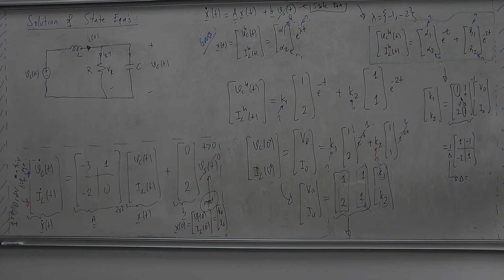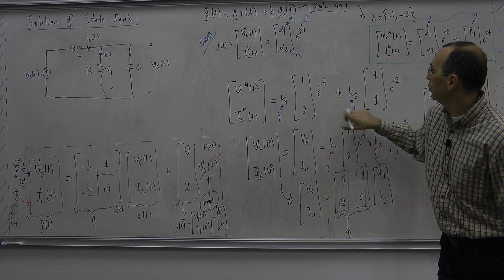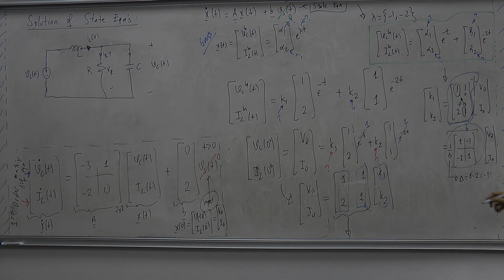And don't forget to put the determinant, 1 over delta. What is the determinant of this matrix? 1 minus 2, which is minus 1. So I've calculated the inverse of this matrix. Now, at the end, we are almost there. V naught, I naught is my initial condition. I'm trying to find these two question marks, K1 and K2. As soon as I get that, I am done.